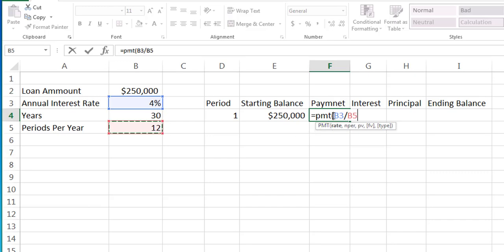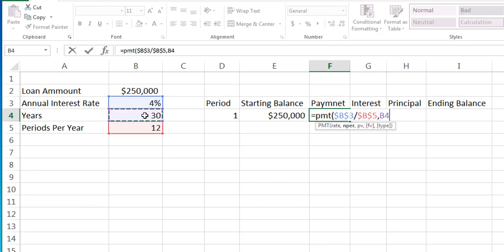Before we move on, so that we can drag things down later on, we're just going to go ahead and hit F4 right here and move the cursor in front of the B5, which is the periods per year, and hit F4. And that's going to give us the absolute cell reference, so that we're always pointing towards cell B3 and B5, where our interest rate and the number of periods in our year, our months, are hiding at. We're going to type a comma and enter the number of periods.